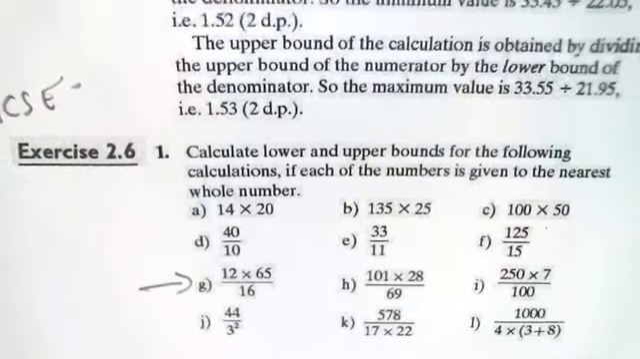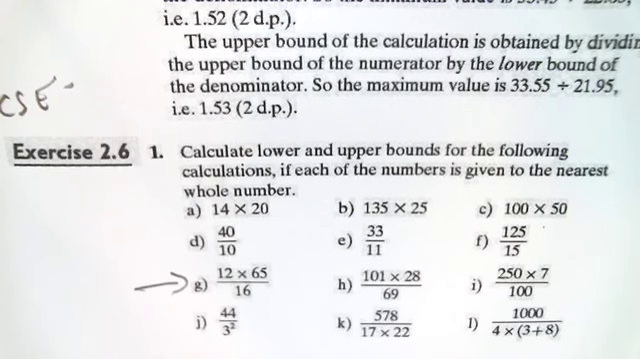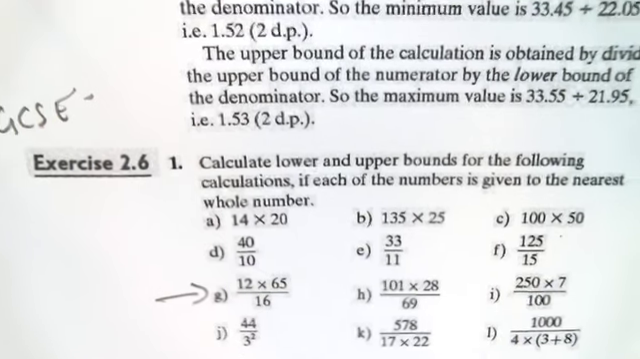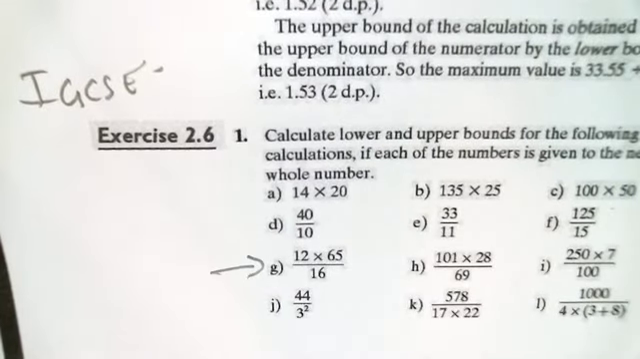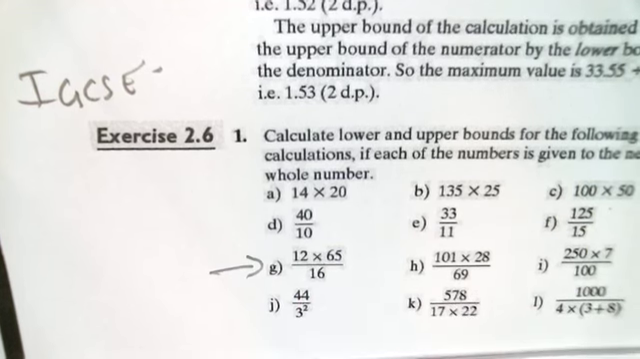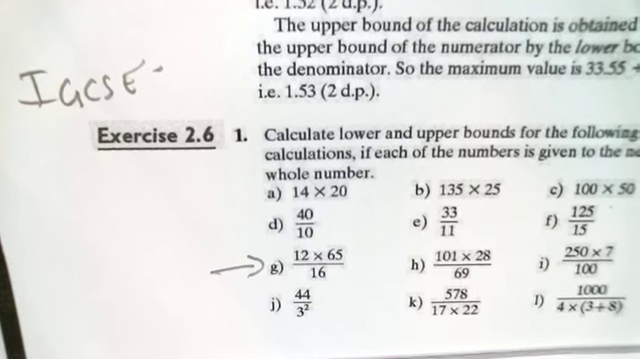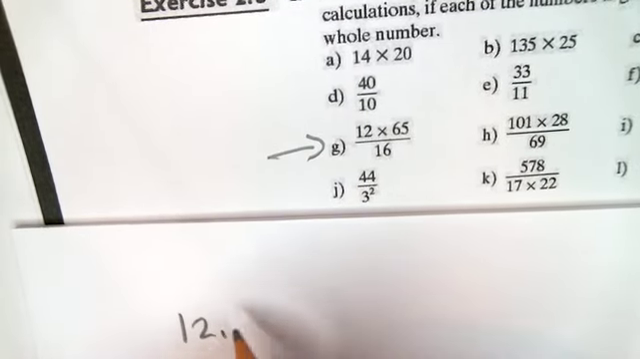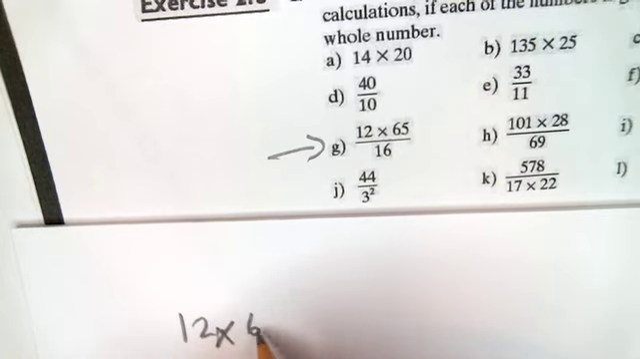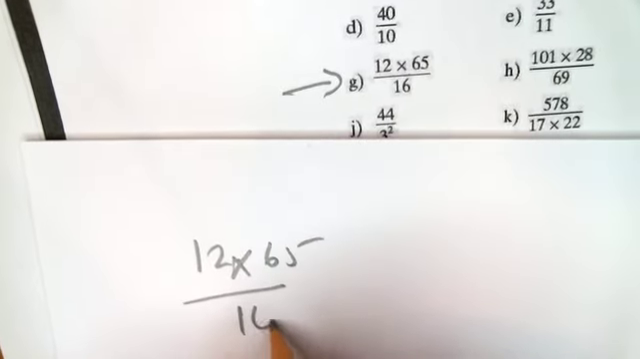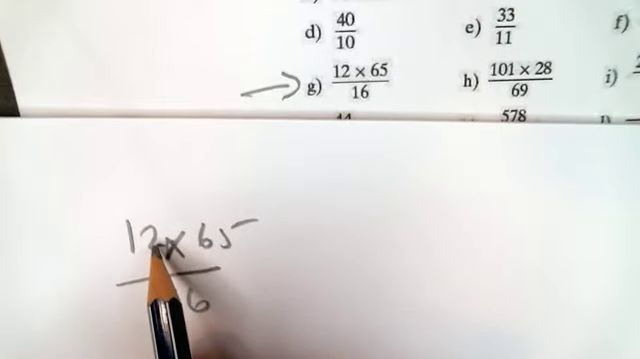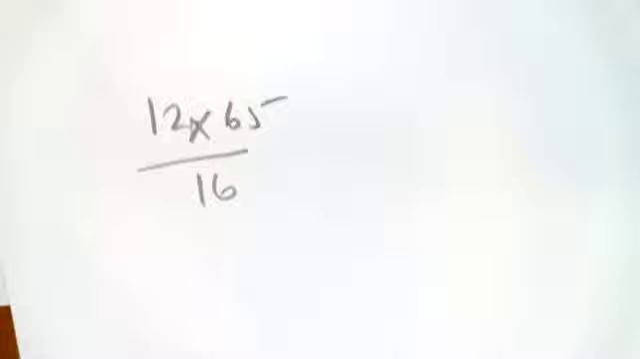So these are upper and lower bounds. What we're doing is finding effectively the limits of accuracy of this expression here. So what is the most that this could come to, and what's the least it could come to? To find the most, I'll just write this out. So we've got 12 times 65 over 16. Now the first thing I'm going to do is find the upper and lower bounds of 12, 65, and then 16. And you'll see how this plays out.